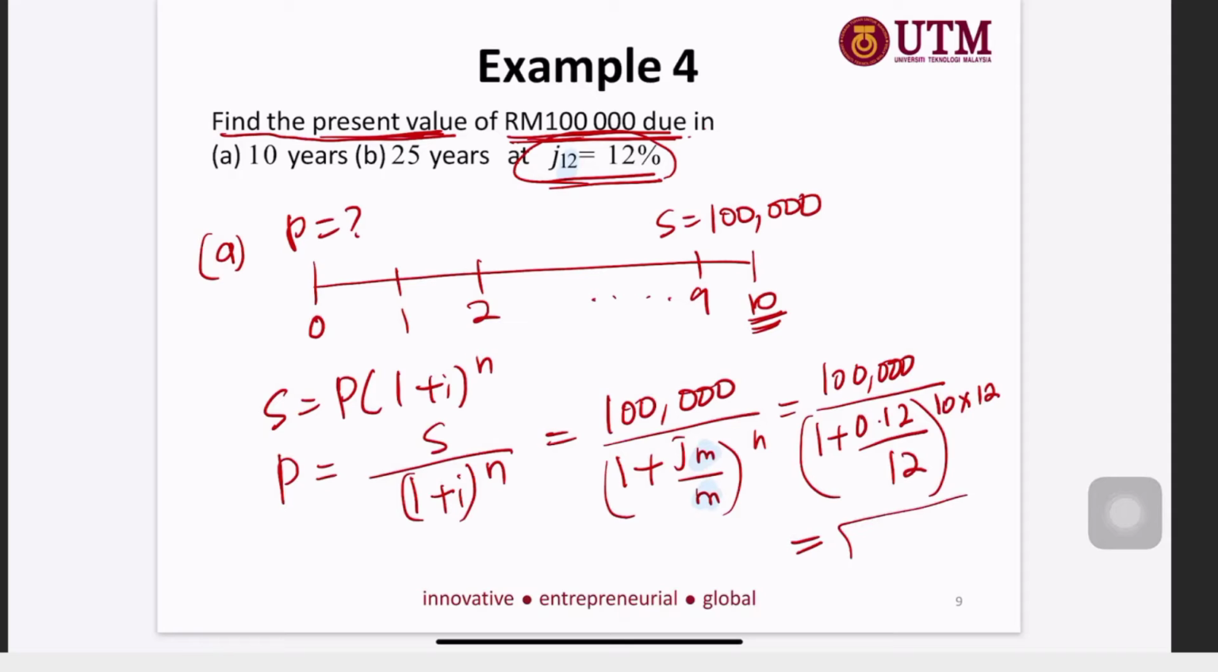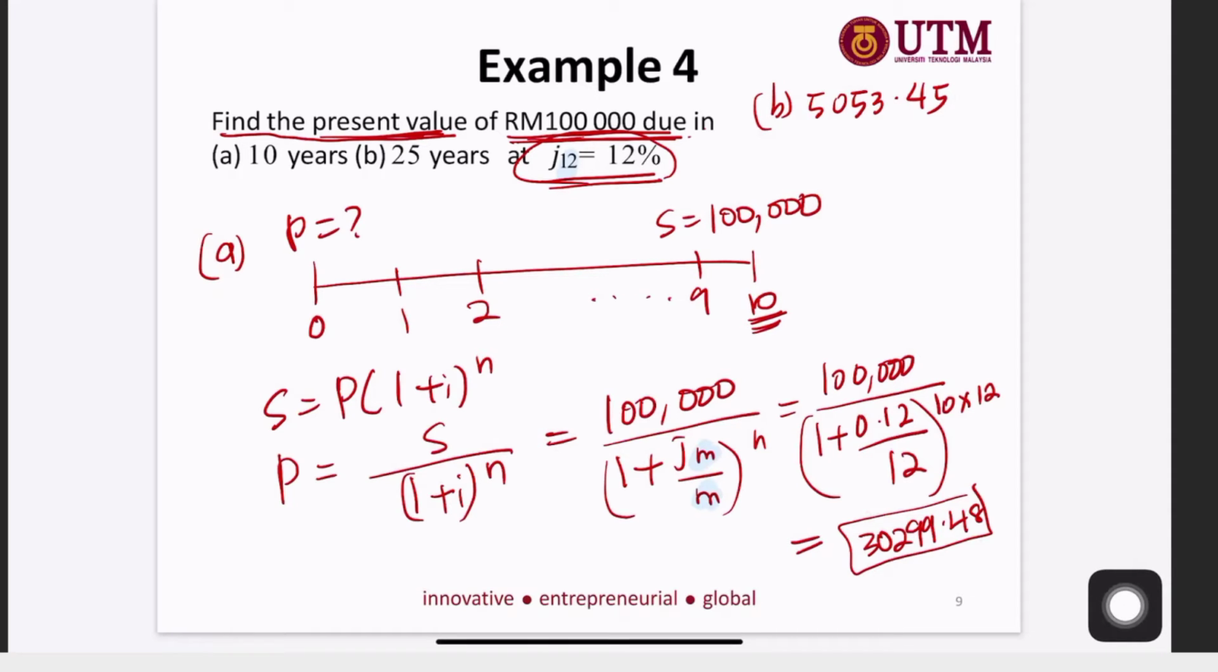So this should be your answer. Then calculate. What is the value that you will get here? Let me see. I don't have the answer. Okay, so at the end, you will get 30,299.48. So this would be your answer for A. For B, your answer is 5,053.45. Okay, so this is for example 4. Easy, right? Very simple.